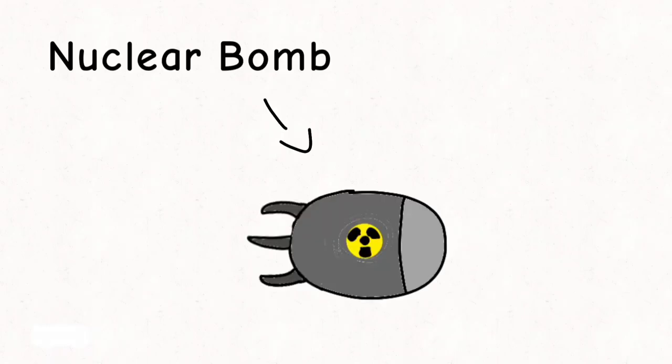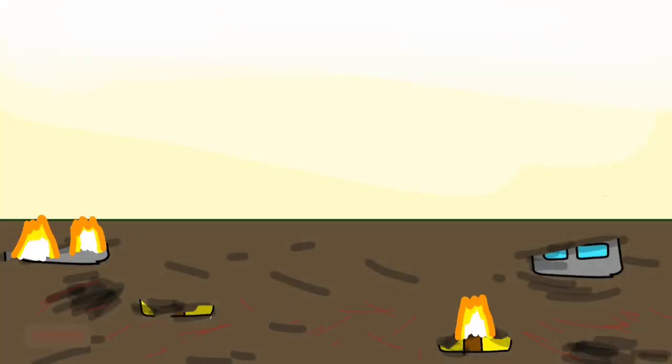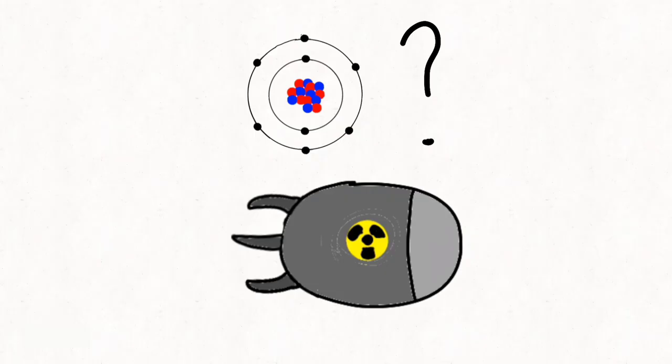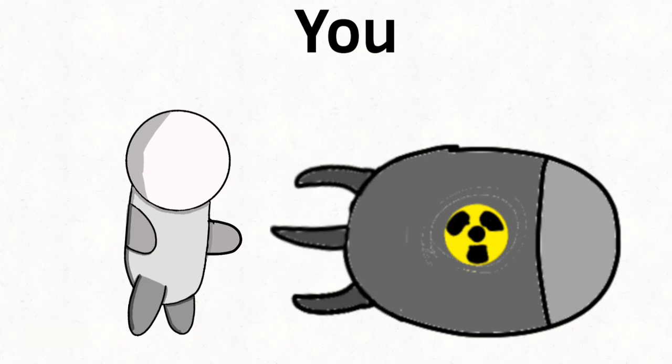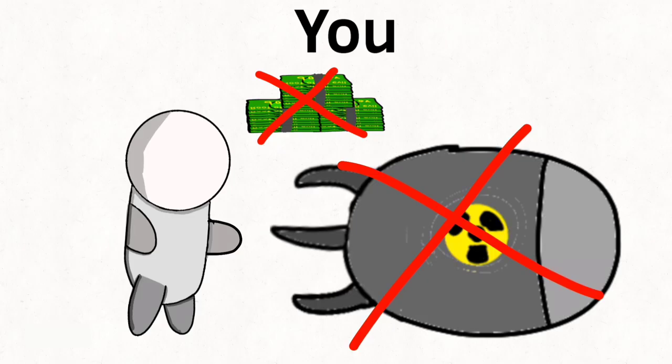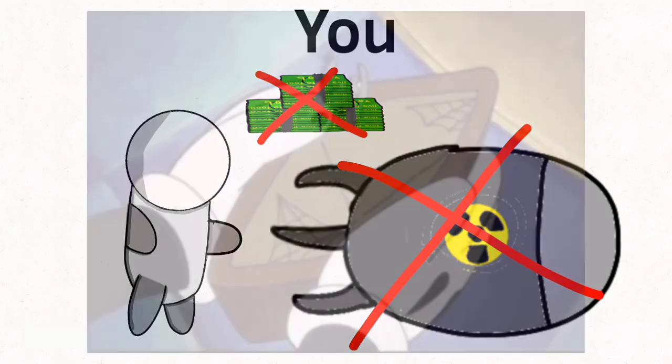So, nuclear bombs. You've probably heard of these guys. Cute little cylinders that can bring about mass destruction and genocide. Dropped in Japan twice during World War II. So, you'll probably wonder, how does it work? And no, I'm not telling you to make them. This video is purely for educational purposes only. And besides, you'd probably be too broke to make it anyway.